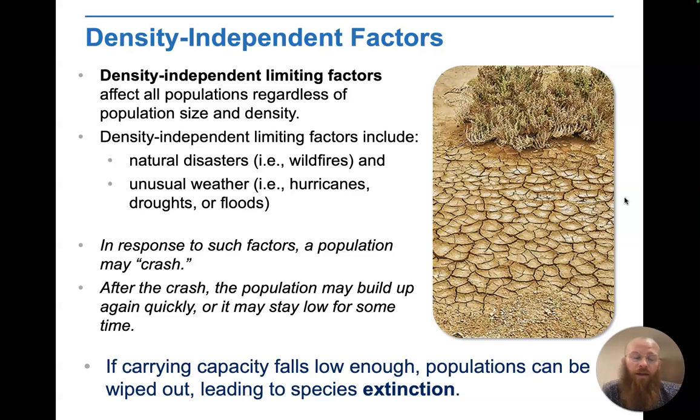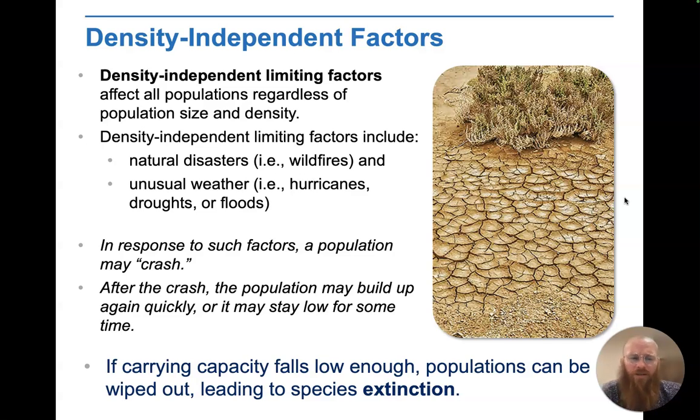And then unusual weather. If a hurricane or a flood hits an area, if a drought strikes an area, it's not going to have an effect that depends on how many organisms exist there. It's just going to affect the entire environment independently of how crowded it is. And so if the population density happens to be high, it still would affect more organisms. But the effects of these factors, like the hurricanes, the wildfires, don't depend on those populations that are within the environment.